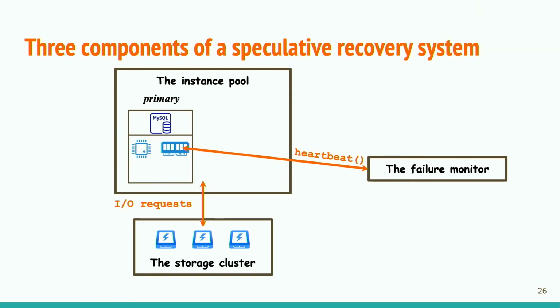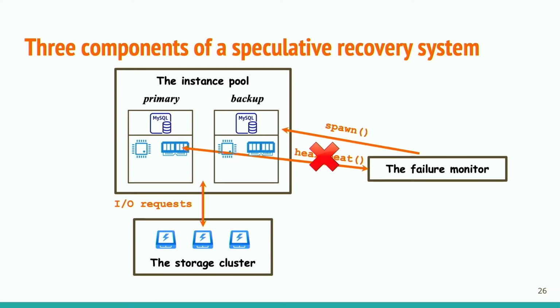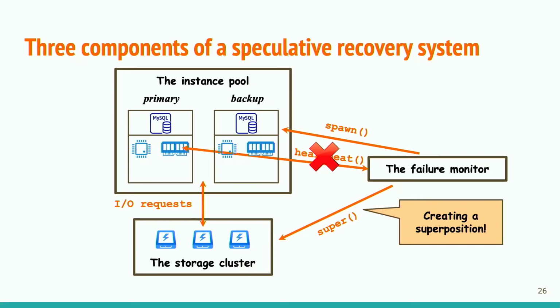There are three components in a speculative recovery system: the instance pool, the disaggregated storage cluster, and the failure monitor. When the primary instance stops responding, the failure monitor initiates speculative recovery by spinning up a new backup instance, calling super to the storage cluster, which causes the application disk to enter a superposition. The storage cluster also starts tracking writes to the primary version of the disk.